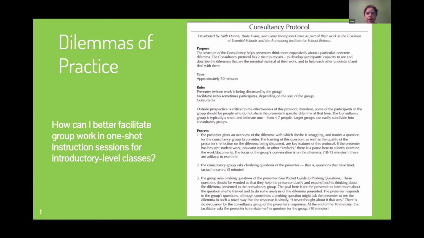I just want to stress that with a consultancy protocol, with any protocol that focuses on a dilemma, you don't necessarily solve the dilemma in that meeting, but you definitely help unravel the knottiness of it. And then it makes it easier for you to go back later and reflect and work on it some more.